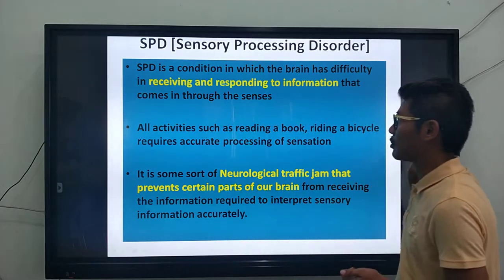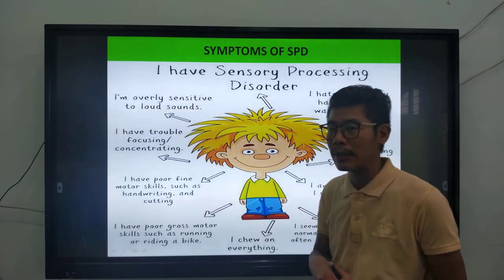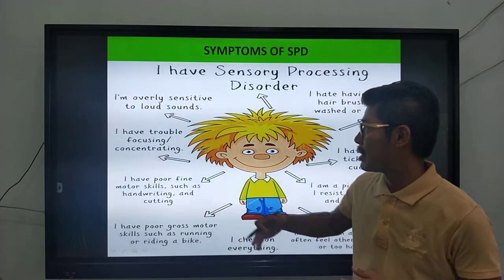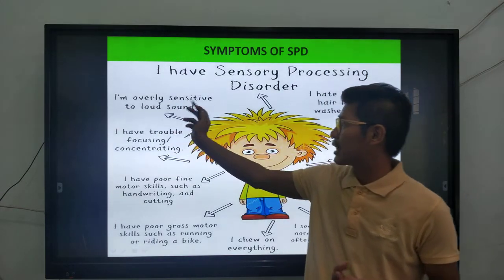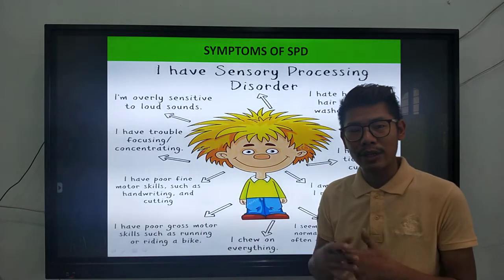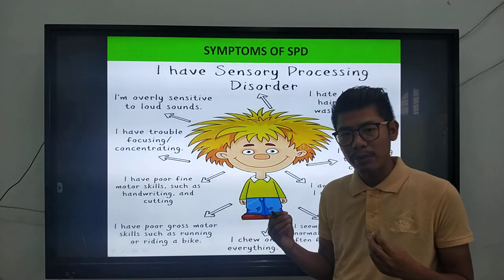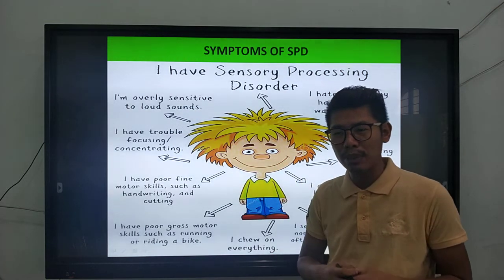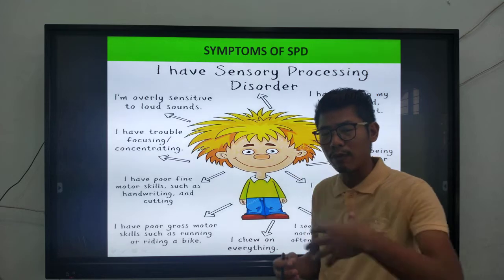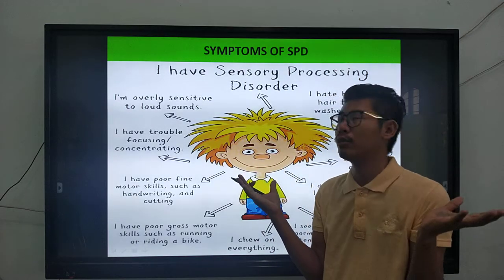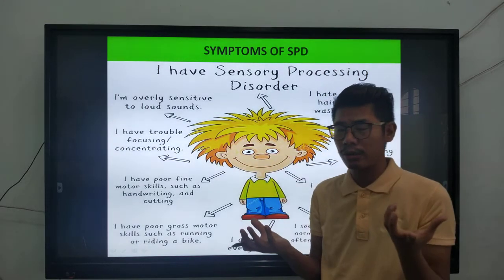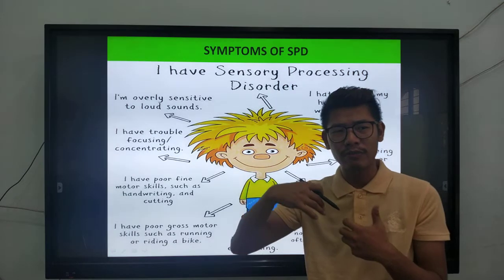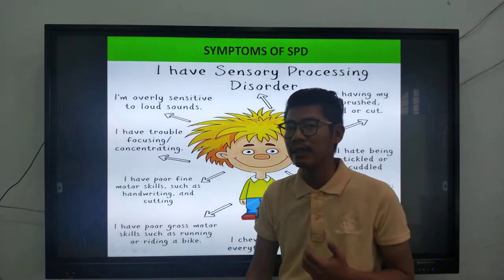Now let's see some of the symptoms of sensory processing disorder. If a child has sensory processing disorder, they may be overly sensitive to loud sounds. Sensory processing may be very high or very low. If it's very high, even a small sound passes the information to your brain and it may feel very loud. Or you may feel the sound is very low. So there is a chance that you may not be able to hear properly, or you may hear sounds very loudly. That's called sensitivity to sound.